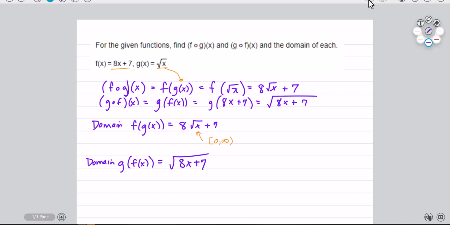plus 7. Now this one's a little bit more involved because I need to make sure all of this has to be greater than or equal to 0. So I just simply set this as an inequality, greater than or equal to 0, 8x greater than or equal to negative 7, x greater than or equal to negative 7 over 8. And so it can contain negative 7 over 8 because that will make this 0 and the square root of 0 is 0, but then it can go up to infinity.